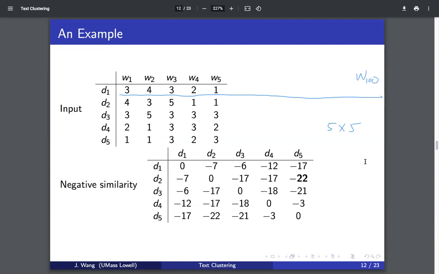All right, so that's what we do. Now we compute a distance using Euclidean distance, and then we take the negative, so that becomes our similarity matrix. We use the negative distance to represent similarity. Some people just call it negative similarity, but I would say it should be negative distance for similarity. So that's the computation.